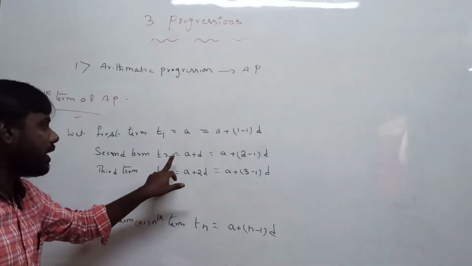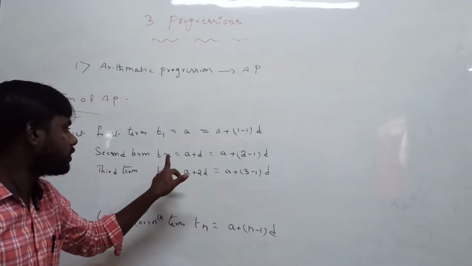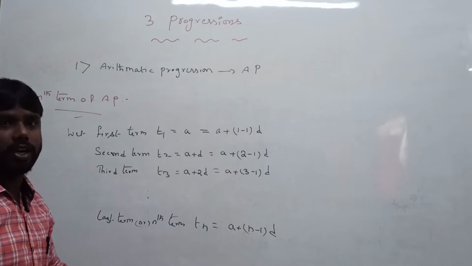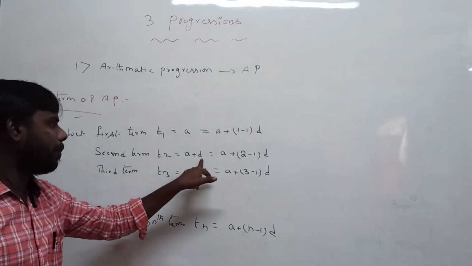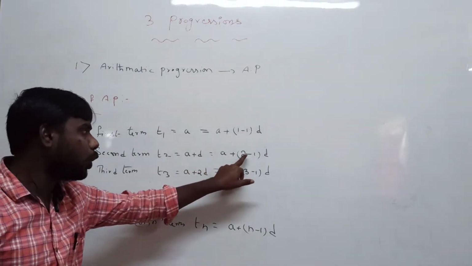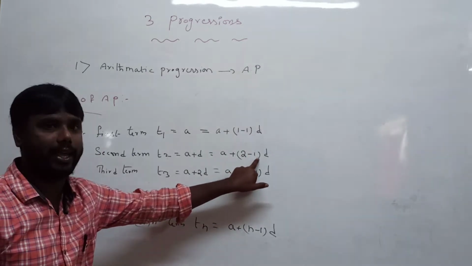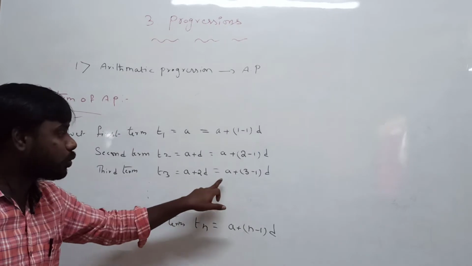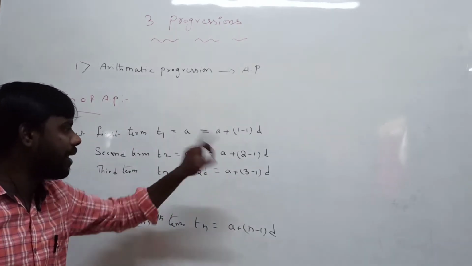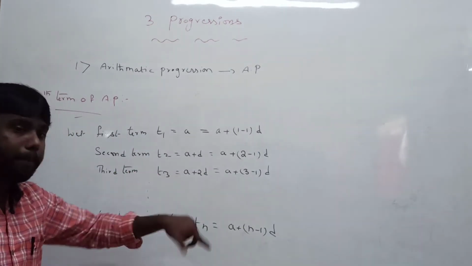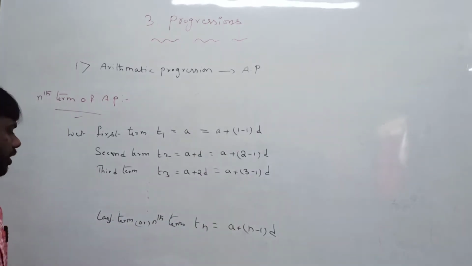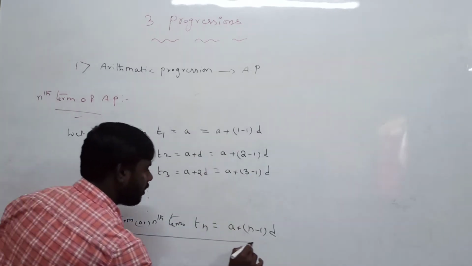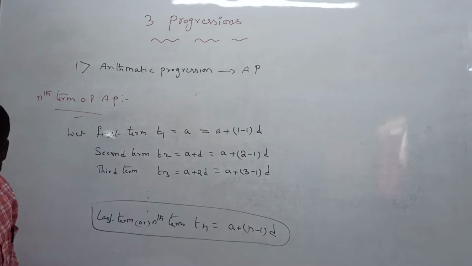Next, the second term is a plus d. a plus d can be written as a plus 2 minus 1 into d, since 2 minus 1 is nothing but 1. Second term, minus 1, like that. Next, the third term can be written as a plus 2d, which is a plus 3 minus 1 into d. Like that, Tn is a plus n minus 1 into d. This is the formula for the nth term of the arithmetic progression.